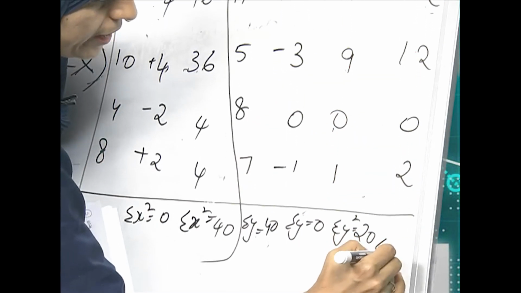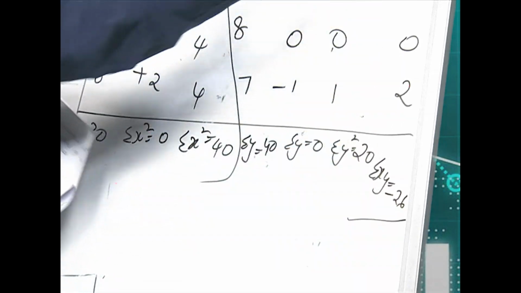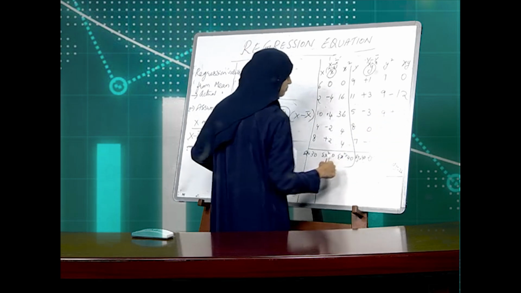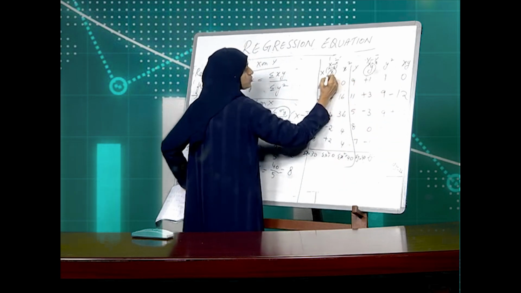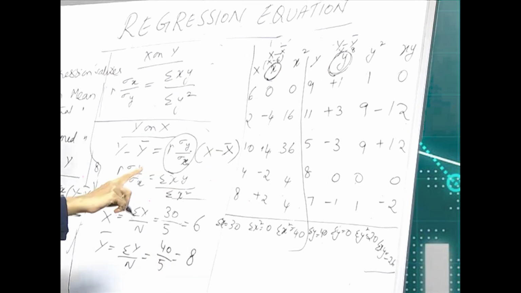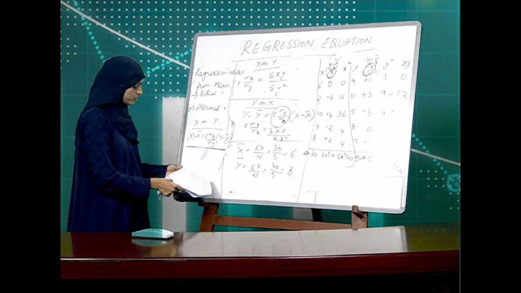This will give sigma xy, which will be minus 26. So, the values are there, this is minus, plus and minus. X and y, so these two columns we are multiplying. Now, we got all the values which we need for this equation. If we solve this, we have all the values which are necessary in order to solve this particular equation.